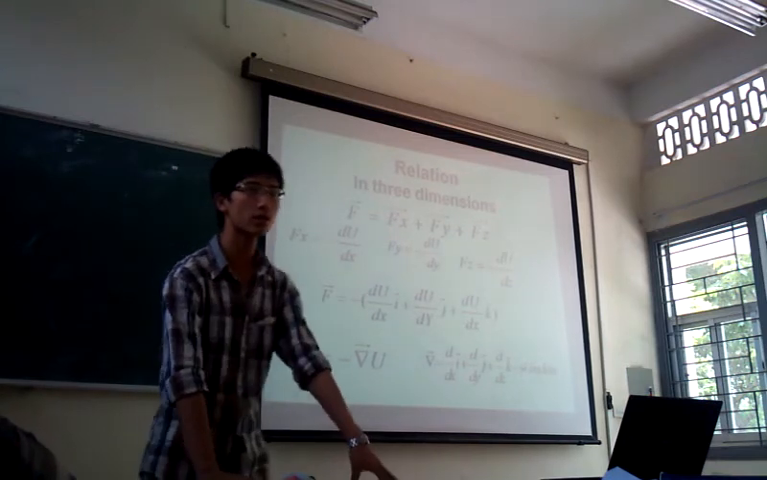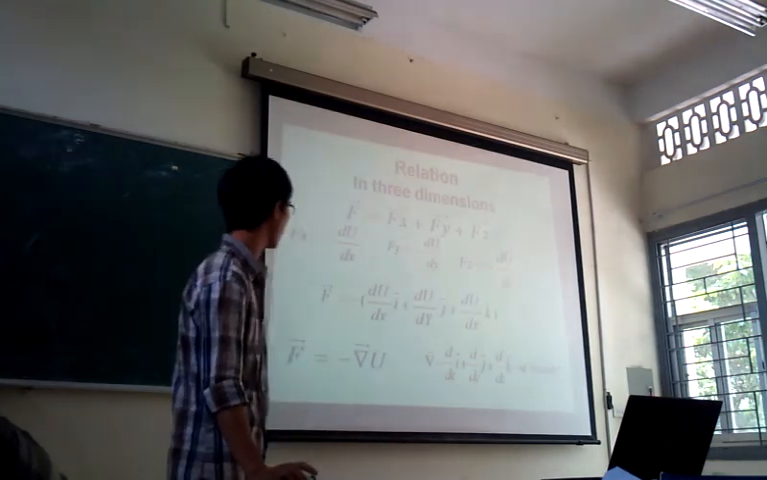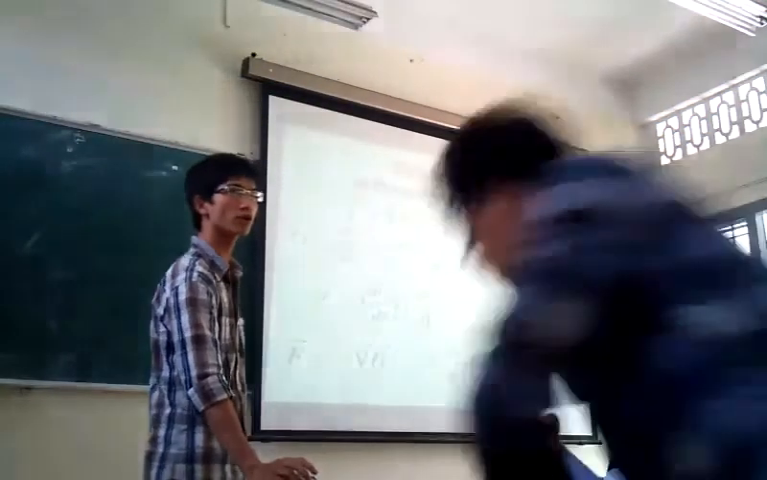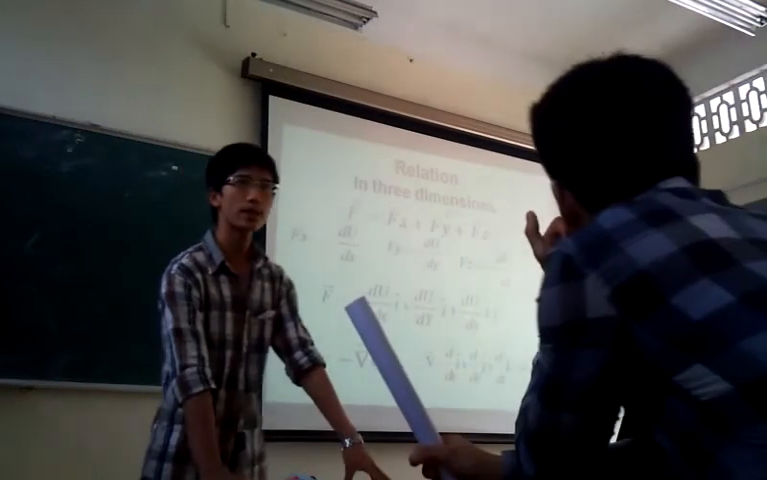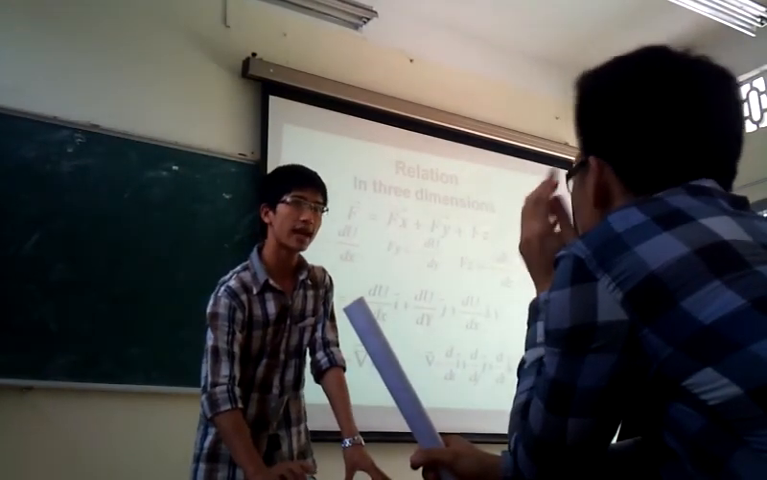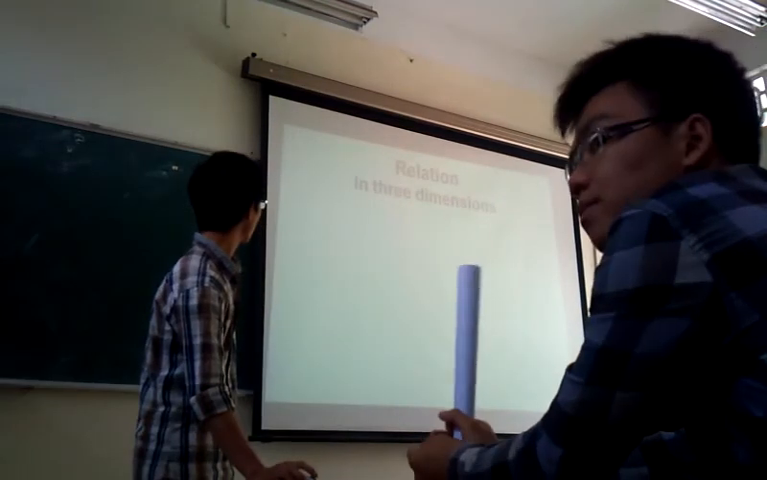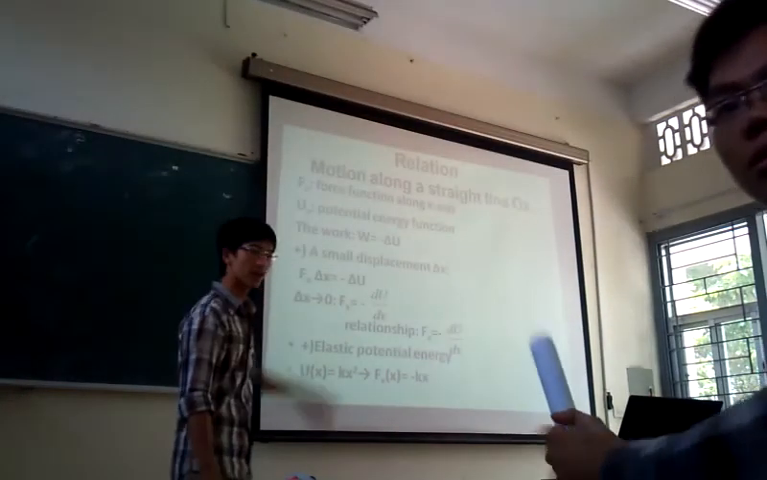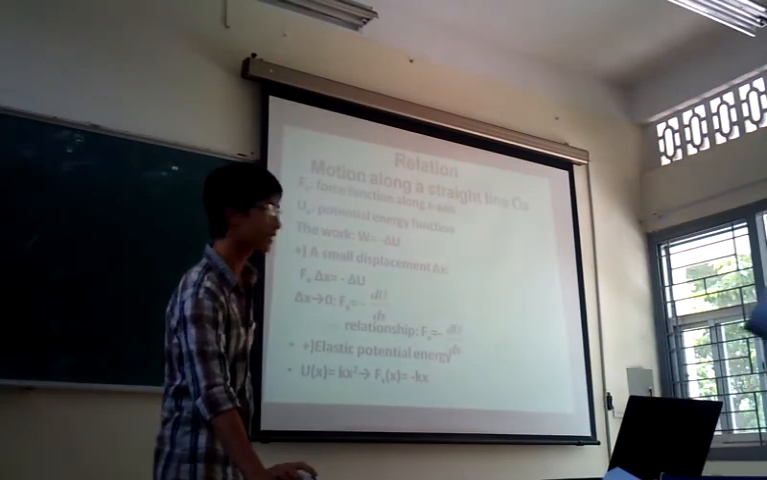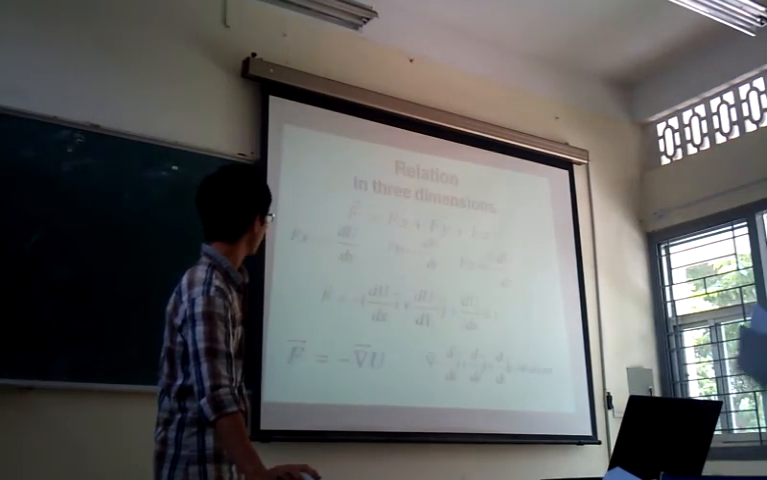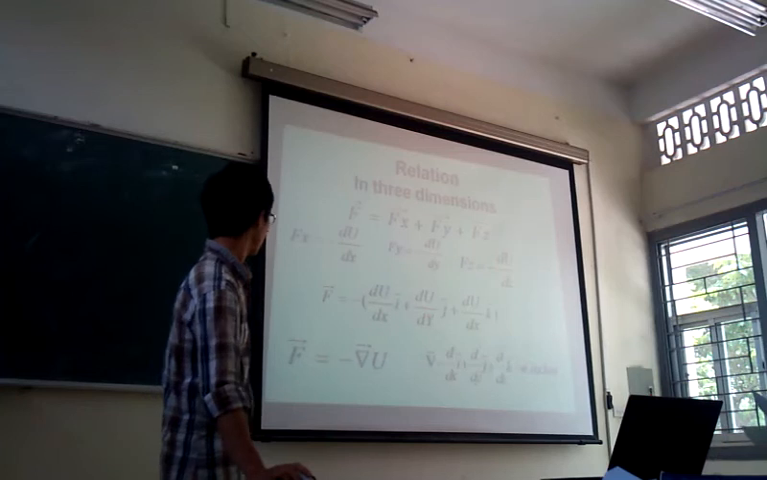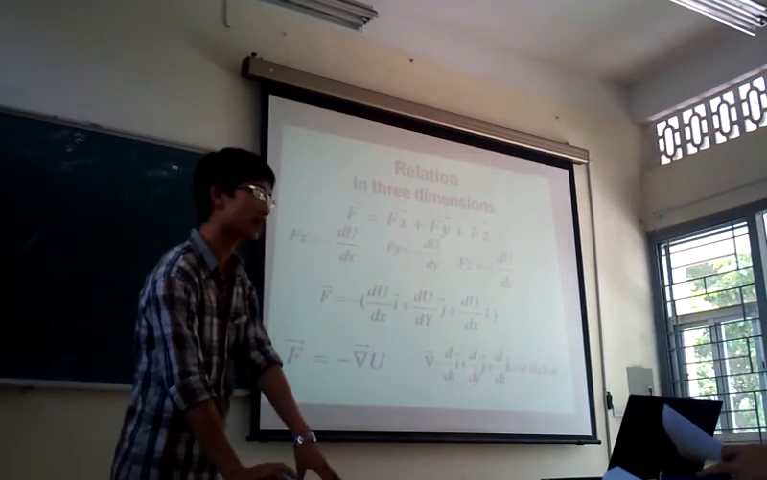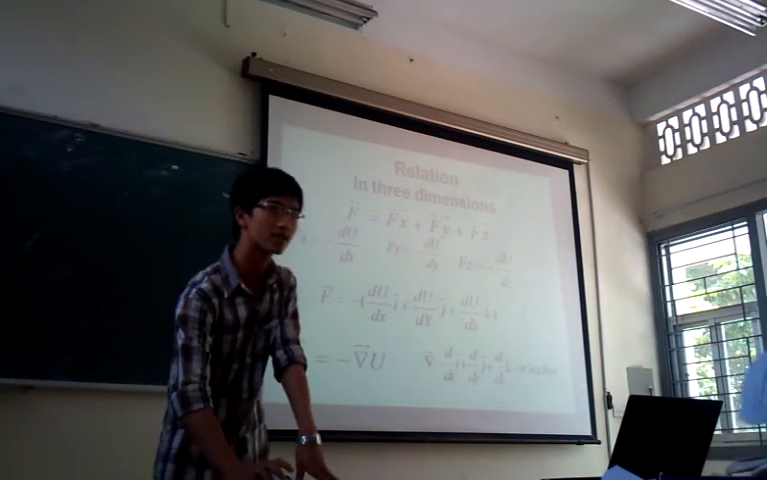Before we continue with the next part, I want to summarize and repeat the main point, the most important thing in my part, which is the relation. In 1 dimension, the relation is Fs equals minus du over dx. And in 3 dimensions, the relation is vector F equals minus gradient of U. Okay, remember that, it's so important.